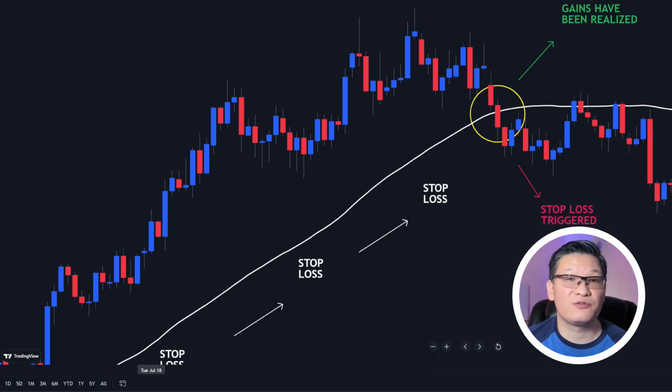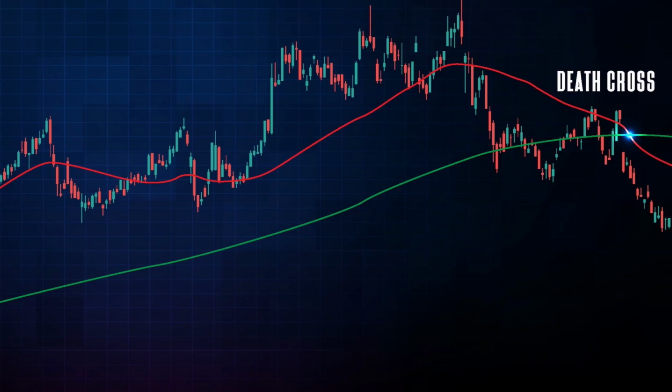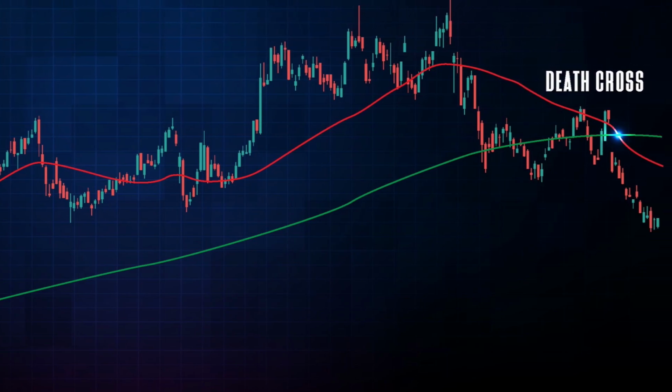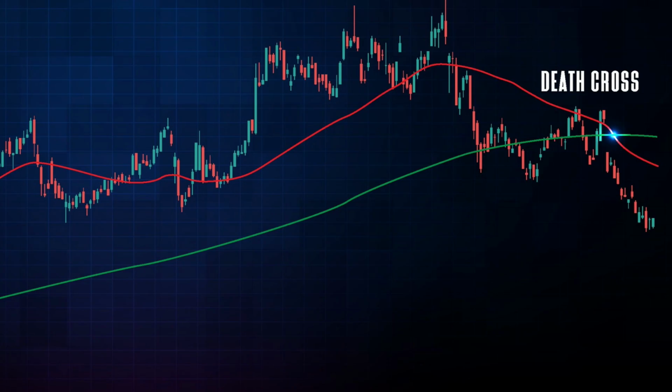However, besides using the first method, when traders can exit as soon as the price penetrates the indicator line to the downside, there's also a second method traders can use to close a profitable long position. All you need to do is to wait for another type of crossover to happen, at which point your bullish position should be closed. As you can see, I'm talking about the death cross.